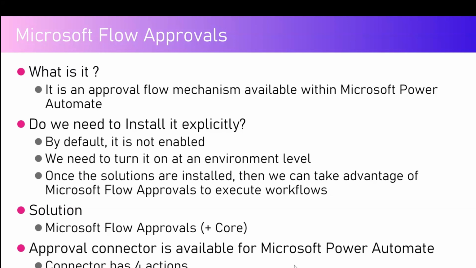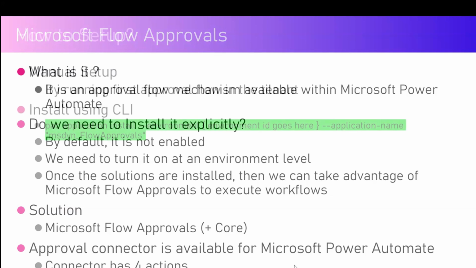Once you have those Microsoft Flow approval solutions within the Power Platform environment, it installs two solutions, Microsoft Flow Approval and Microsoft Flow Approvals Core. This is the out of the box Microsoft Flow Approval, which needs to be present before you even install the approval kit. The approval connector is available for Microsoft Power Automate, and the connector has four actions.